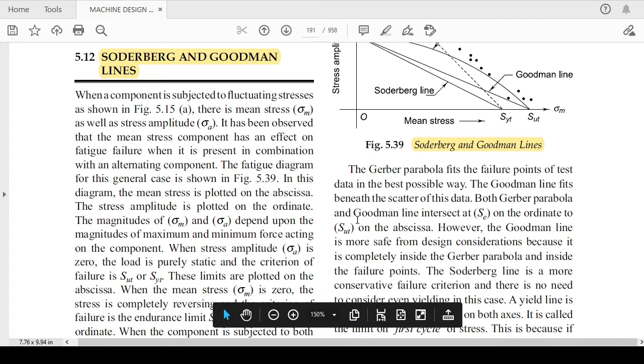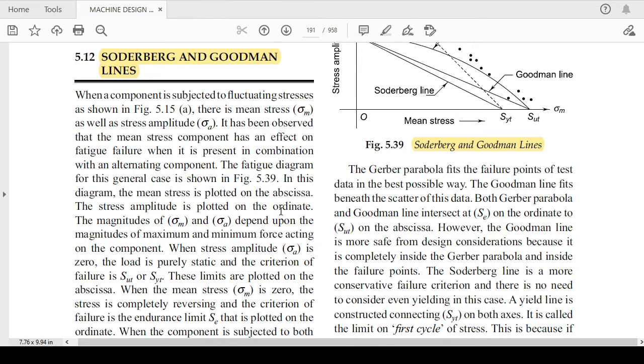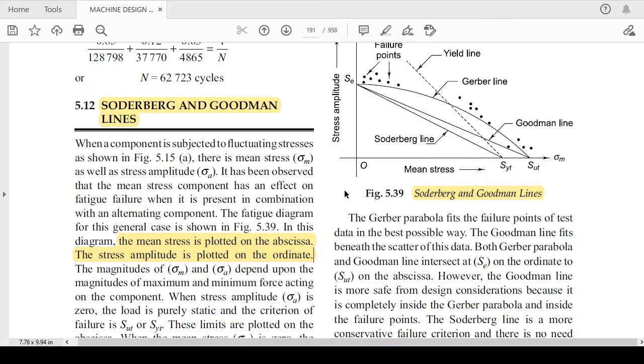As you can see in the picture, the stress amplitude is plotted on the ordinate and the mean stress is plotted on the abscissa. Means mean stress is plotted on the x-axis and stress amplitude on the y-axis. If you plot these magnitudes, you will get a diagram like this.